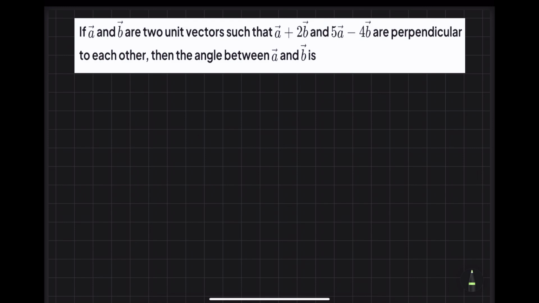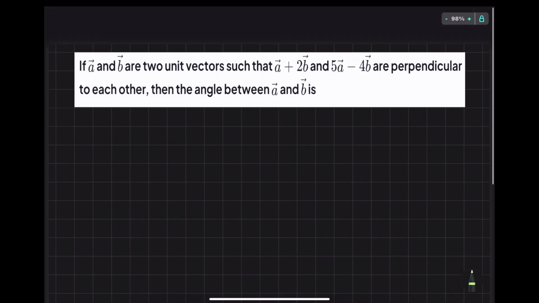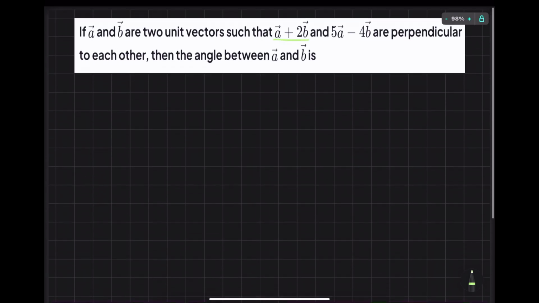So, we got a wholesome new problem which says: if vector A and vector B are two unit vectors such that this vector and this vector are perpendicular to each other.